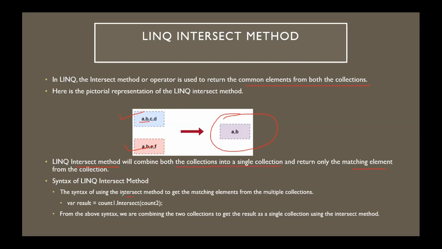And this is a simple operator, the intersect operator. So we're combining two collections to get the result of a single collection using the intersect method. That's what it says. Okay, and that is how it has to be applied. It's kind of straightforward, nothing, rocket science also.